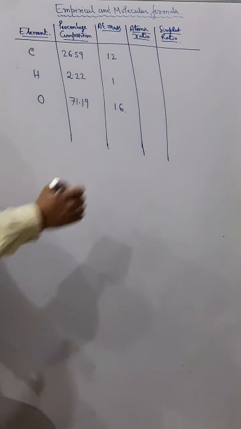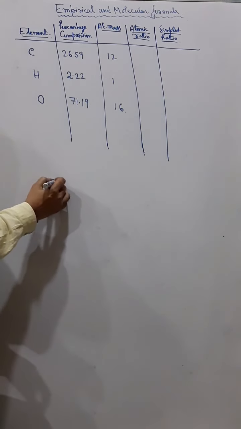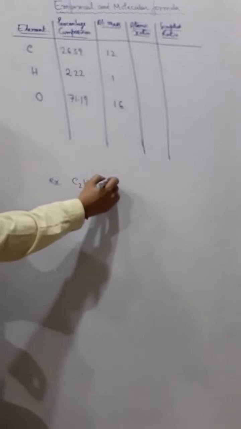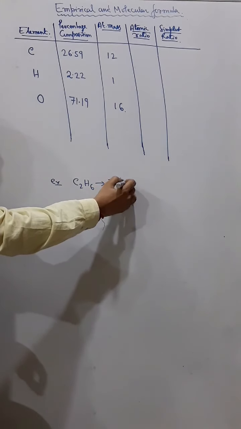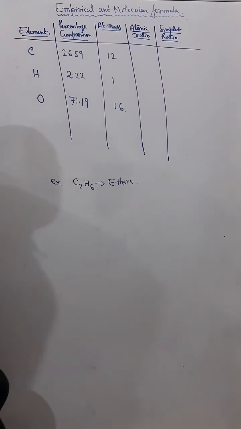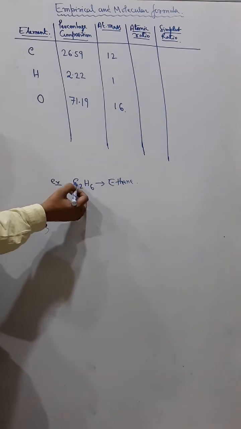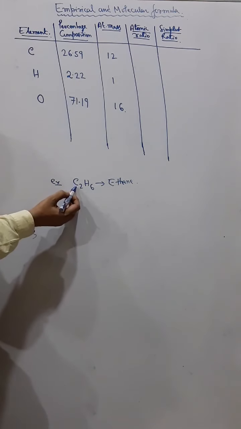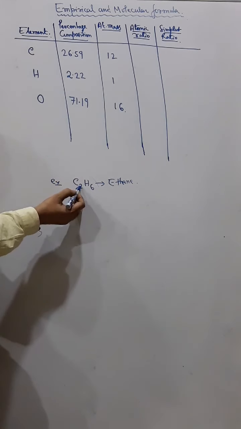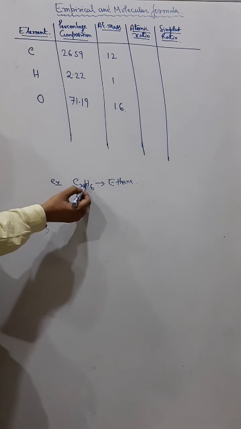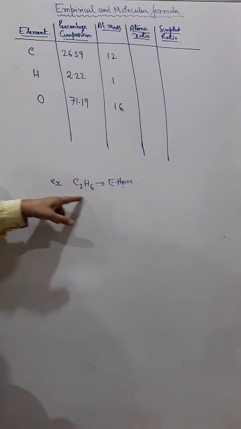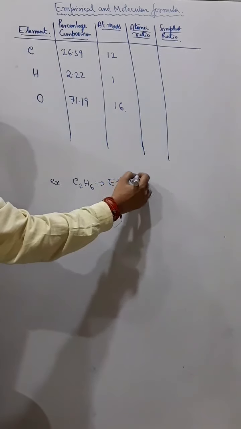Say for example, C2H6, this is the molecular formula of ethane. Molecular formula means it gives us exactly how many atoms of the elements are present. So we can see in this, 2 atoms of carbon and 6 atoms of hydrogen are present in ethane. So that is the molecular formula, and that is the real formula.